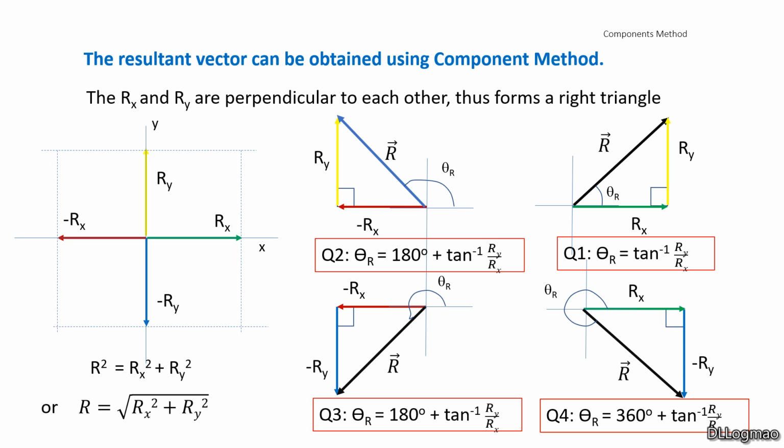You may ask, why is the formula of theta sub R in the second quadrant and the third quadrant the same? No, they are not the same, because the value of the inverse tangent of the ratio of R sub y and R sub x is negative in the second quadrant while positive in the third quadrant.